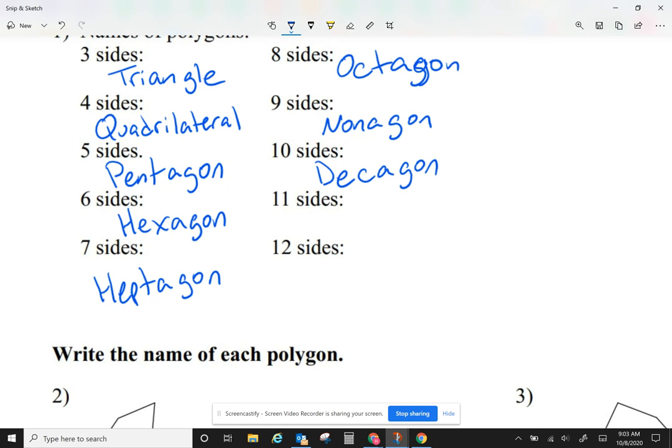Now for 11 sides, we're going to call this undecagon. Basically 1 and 10. Many words in mathematics come from Latin roots. So for those of you that speak a Latin language, Italian, French, Spanish, un sounds like the number 1 in Spanish or Latin roots. Now for 12 is basically a 2 and a 10. So we're going to call those dodecagon. So depending on the number of sides, I'm going to give it a specific name.